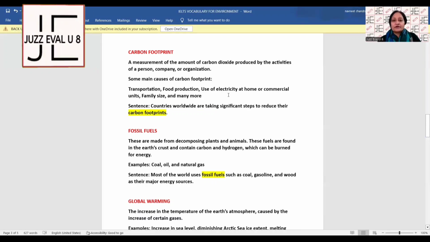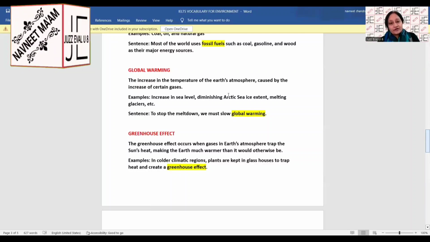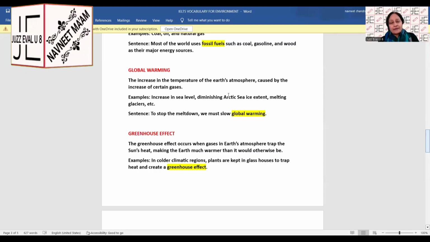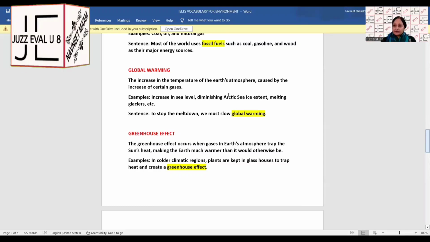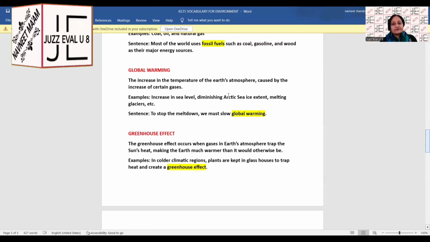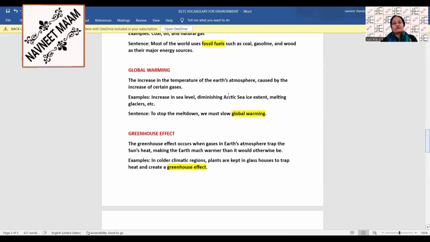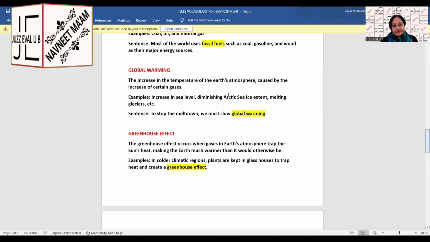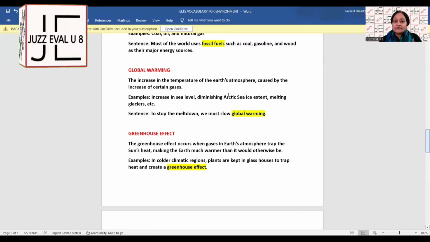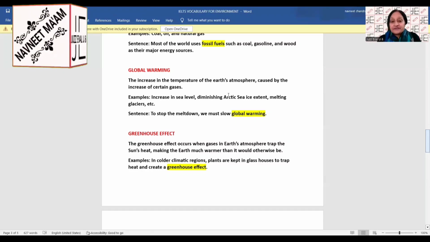So, global warming, we are all aware, is the increase in Earth's temperature, which is caused by certain gases. So, what happens if global warming takes place? The sea level increases, the glaciers melt. The sentence: to stop the meltdown, we must slow global warming. Greenhouse effect. Next word. The greenhouse effect occurs when gases in Earth's atmosphere trap the sun's heat, making the Earth much warmer than it would otherwise be.